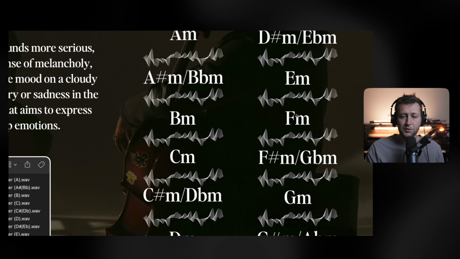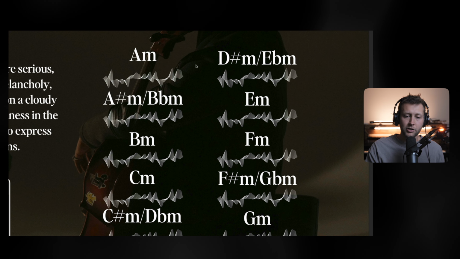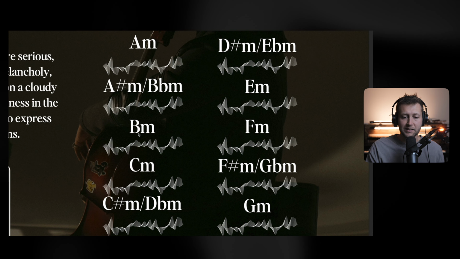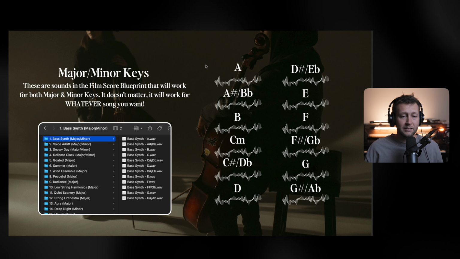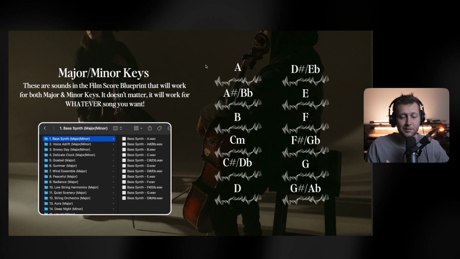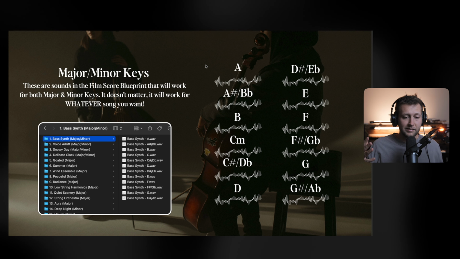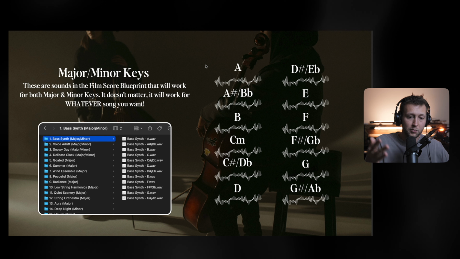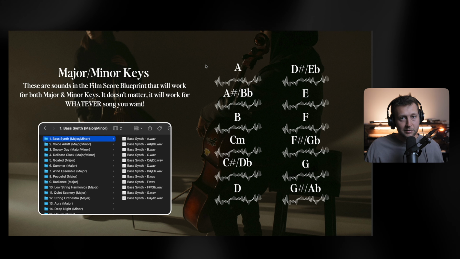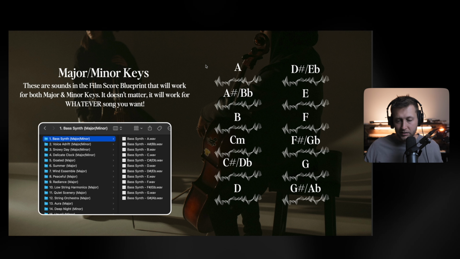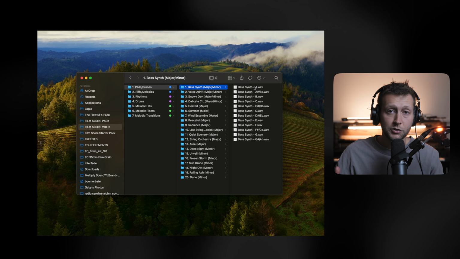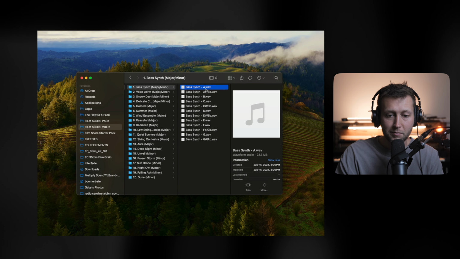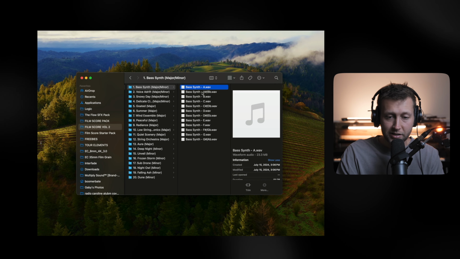You'll notice too how all the minor sounds have a little M next to them. That just represents minor. And then last but not least, we have our major and minor keys. These are sounds in the film score blueprint that will work with both major and minor keys. It doesn't matter. It'll work with any song, right? So you'll notice when you go to folders that are both major and minor, they appear to just be major.